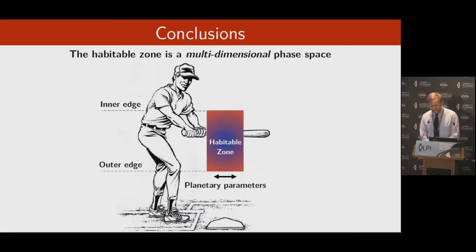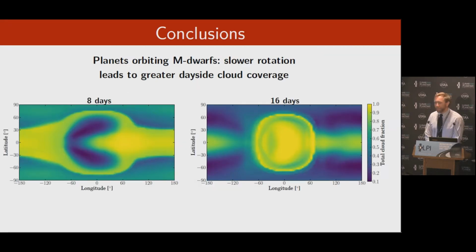And so I'd like to just conclude by reminding everybody that the habitable zone is a multi-dimensional phase space. And if you like baseball, you can use the strike zone as a nice analogy for the habitable zone. Planets orbiting M-dwarfs have a cloud transition between 8 and 16 days, assuming that the flux isn't changing. It could be at higher or lower rotation period for different stellar types. But regardless, there's a transition depending on the rotation rate, between low dayside cloud coverage and high dayside cloud coverage with increasing rotation period.